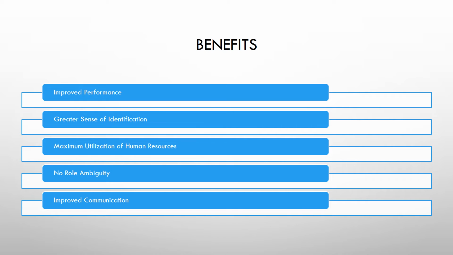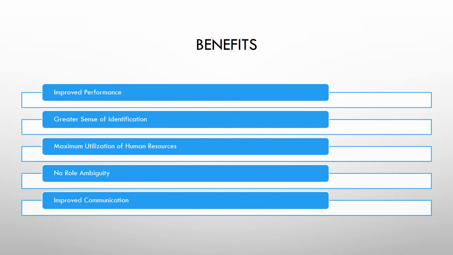Secondly, greater sense of identification. In the MBO process, the subordinate will feel proud because they get to be involved in achieving organization goals, which will increase their morale and confidence. Maximum utilization of human resources. Since subordinates and employees are directly involved in the company objectives, they will feel like it's their own and work hard, which eventually will lead to maximum utilization of human resources.